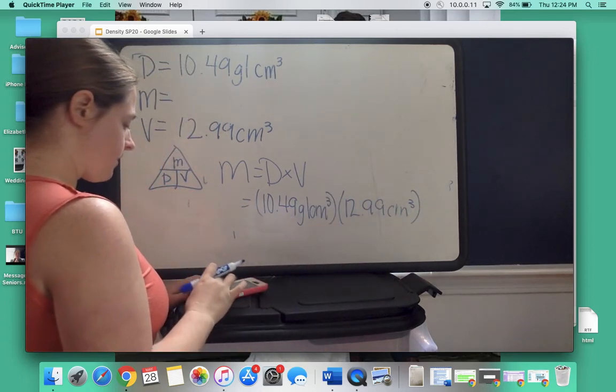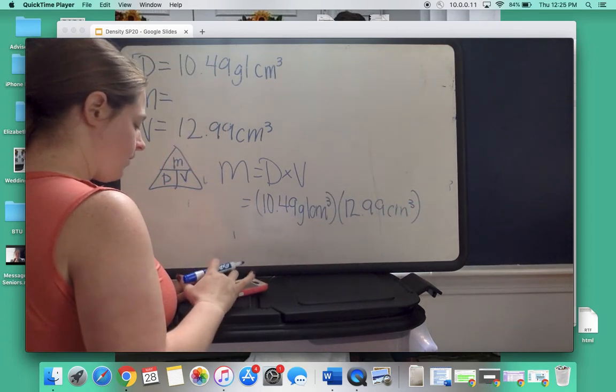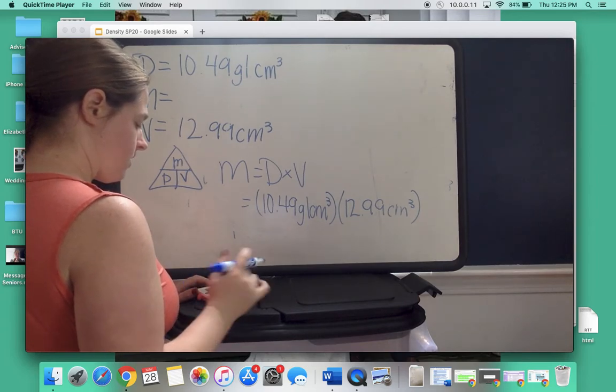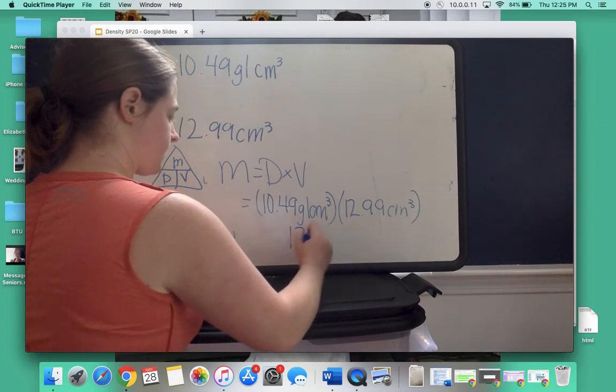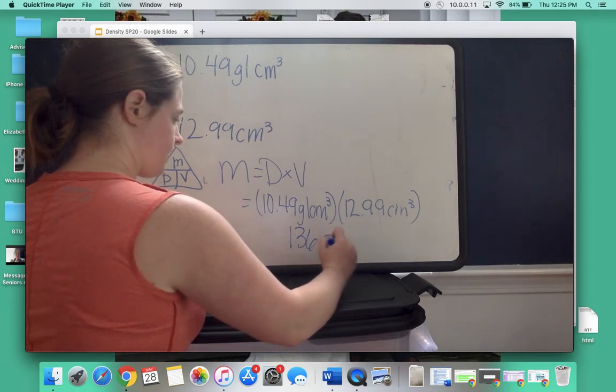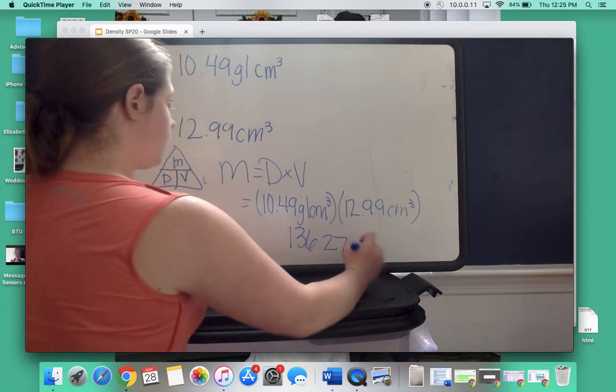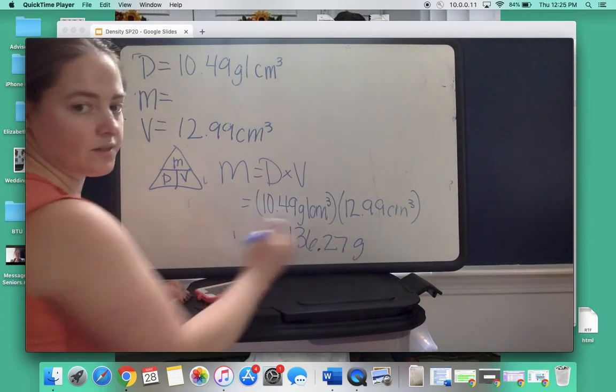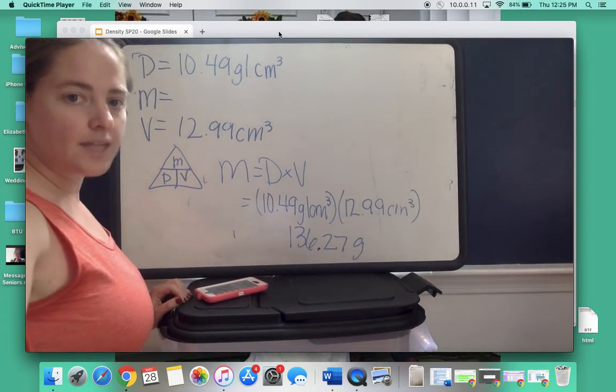So now you can multiply them together, and when you multiply them together, you get 136.27 grams since it's mass. So that would be our final answer. Okay, let's do number 3.